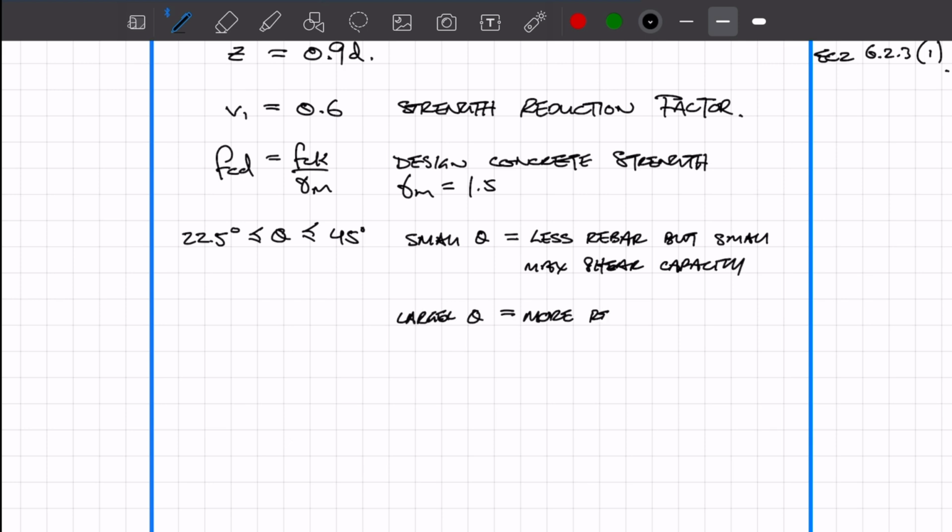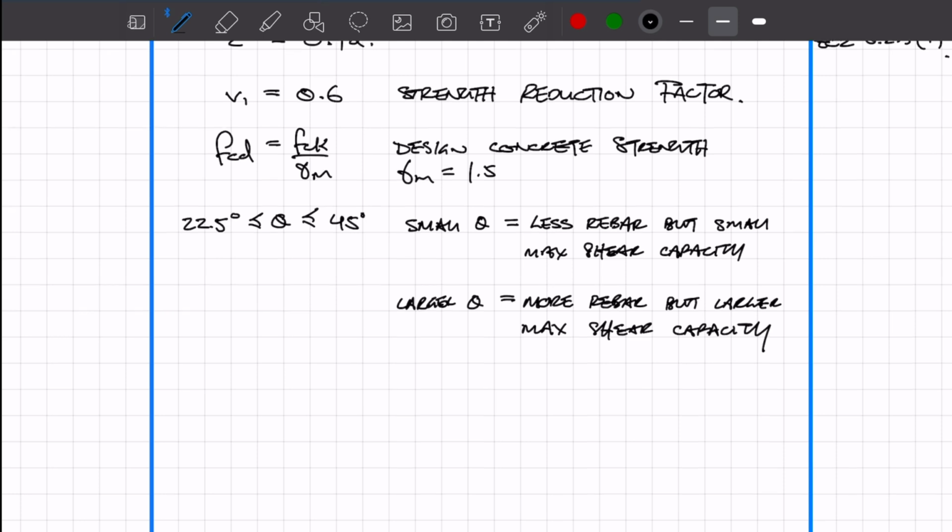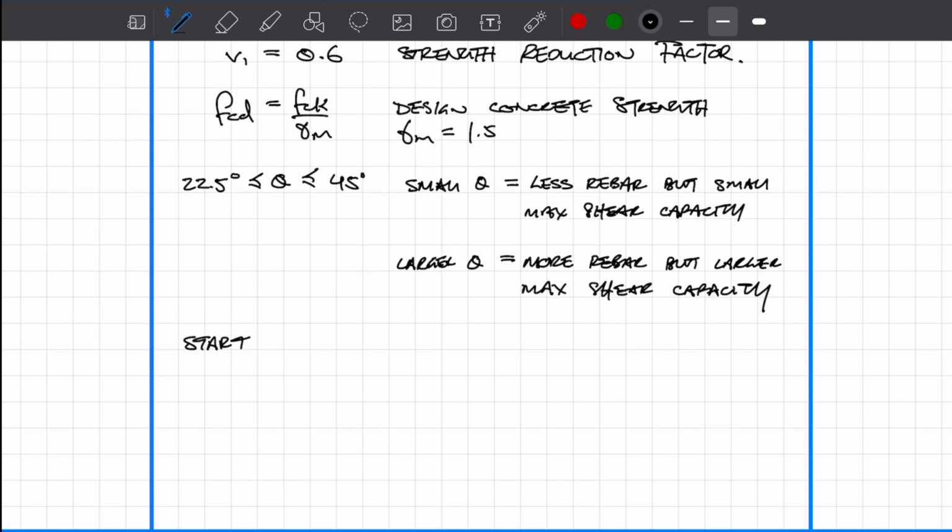So if you have a beam that is supporting a large point load where the shear force is going to be higher than a typical UDL, then you might consider choosing an angle of 45 degrees to increase the maximum shear capacity. In this example, we will start with 22.5 degrees to reduce the amount of reinforcement and see if we need to change the theta angle later.